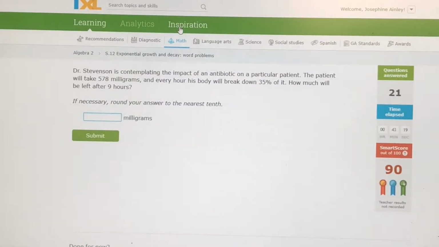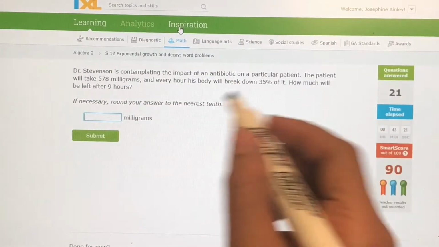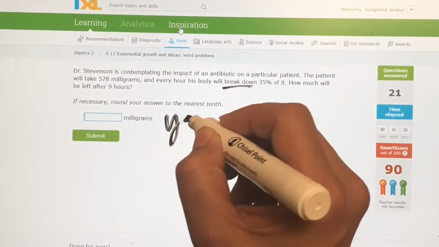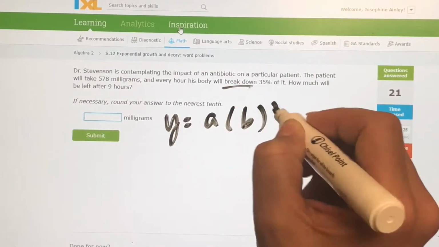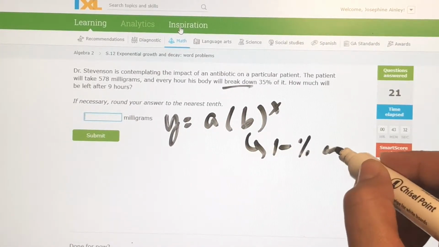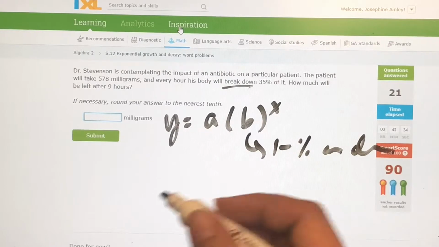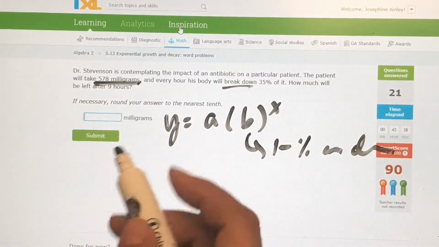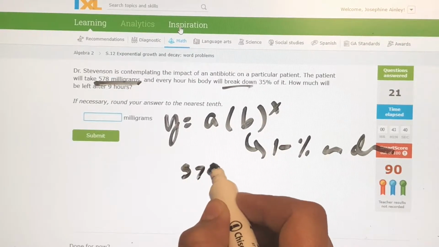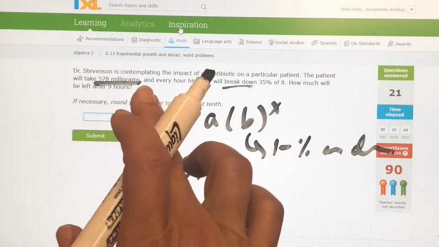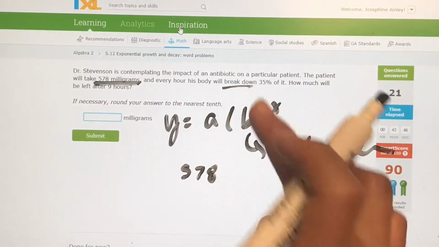I'm just going to do one more problem. You're contemplating the impact of a breakdown. Breakdown means decreasing. So you write down the general formula, which is given to you, where it's decreasing, it's going to be 1 minus the percent as a decimal. And then you just fill in the information. So a patient will take, so you're going to take this. That's going to be my starting amount. But even if you didn't know that was your starting amount, you fill in everything else, and then you'll see what it is. So you're going to take this every hour, and his body's going to break down that.